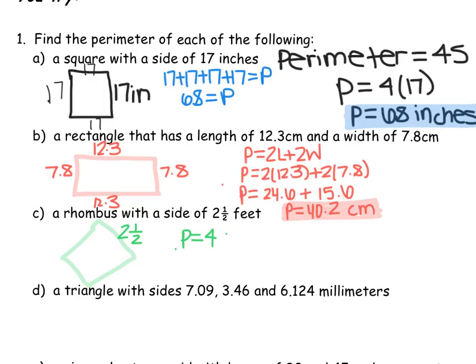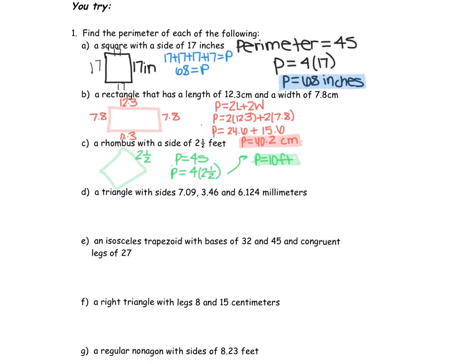So it's going to be 4 times the side, or 2.5 plus 2.5 plus 2.5 plus 2.5. Okay, and you get a perimeter of 10 feet. So hopefully you guys are good with that. The next one is a triangle. I'm going to have you guys work on that for homework.